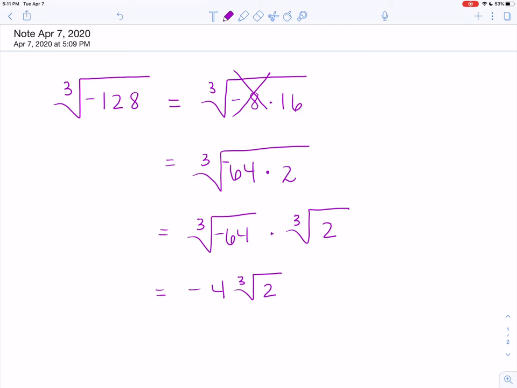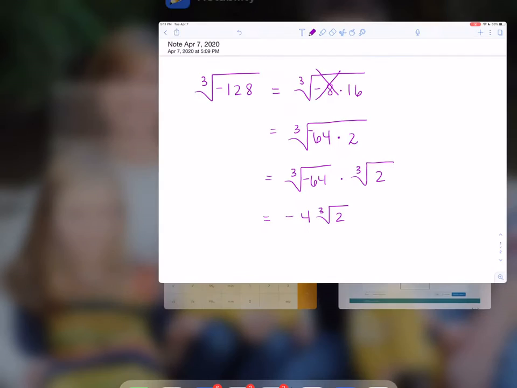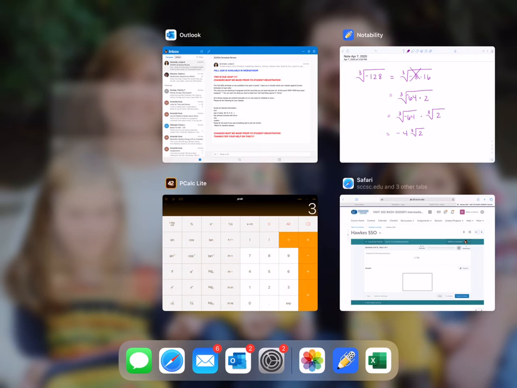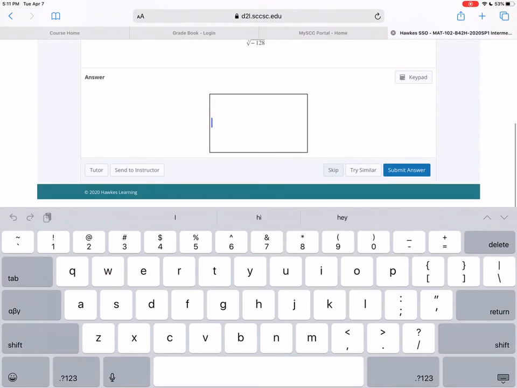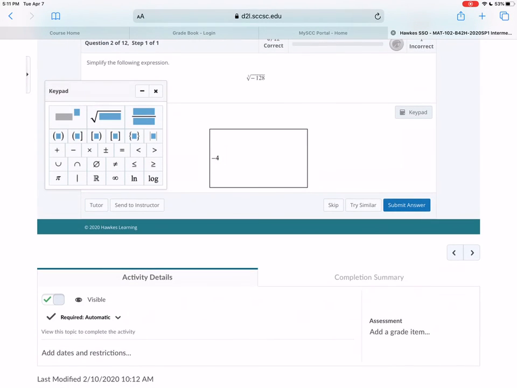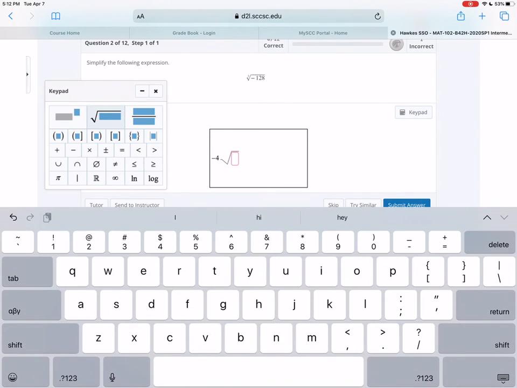Now, the other thing I want to mention is be careful when you're putting your answers in. Make sure that you're using the math palette correctly. So when I type my answer in here, I'm going to put in my negative 4, but then I'm going to bring up the keypad. And I want to make sure that I use the correct root here. When I bring up the square root, the general radical, if it's anything other than the square root, I need to make sure that I include the root right there.